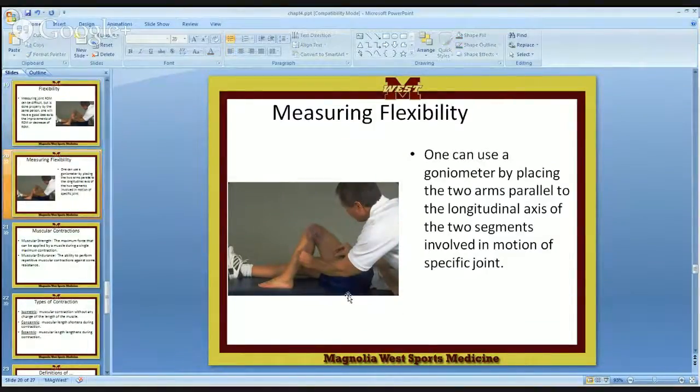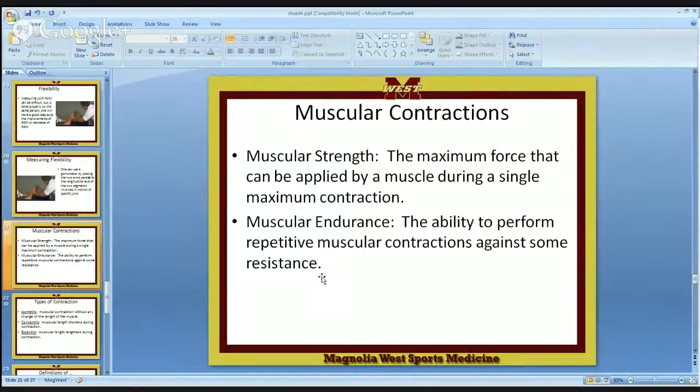Slide 20. We are talking about goniometers. Know that one can use a goniometer, placing the 2 arms parallel, all that good stuff. Mr. Davis showed you all how to use them. Know how to spell it. Sarah was told she's not allowed to use it because she'd break it.